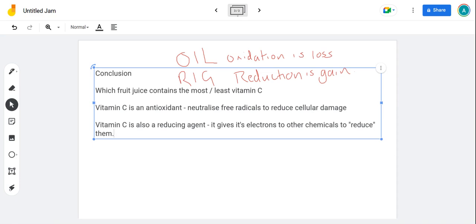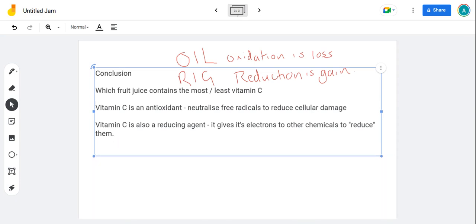So DCPIP is what we call a redox dye. DCPIP is a redox dye. Now, redox is reduction oxidation reaction. Now, oxidation and reduction always happen at the same time, because if something's going to gain electrons, they must have come from something else. So the thing that gives them away is being oxidized, and the thing that's gaining them is being reduced. So you always get redox reactions. You never just get oxidation or reduction. One thing's being oxidized, one thing's being reduced at the same time.